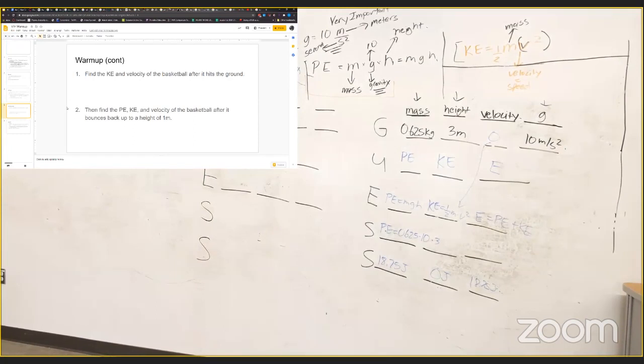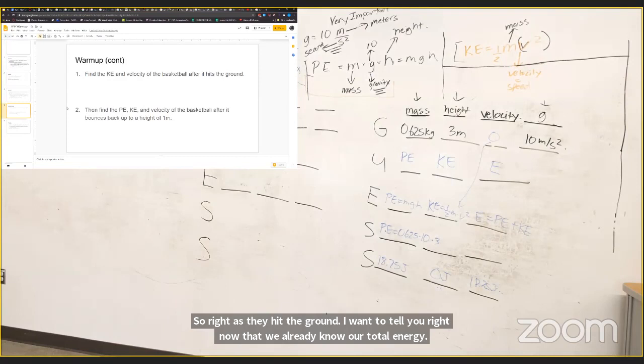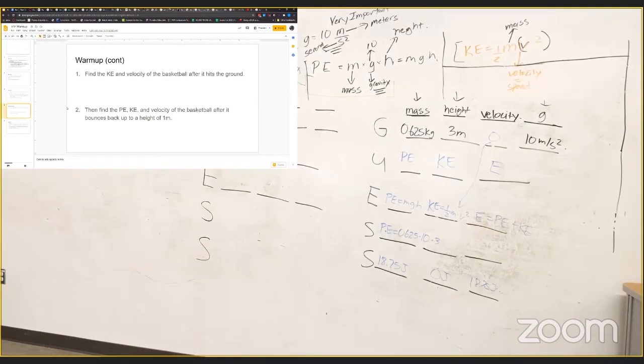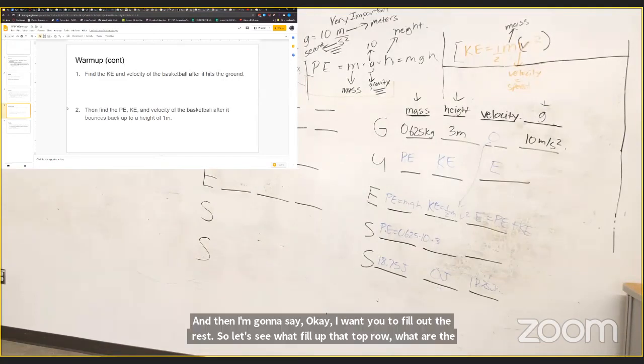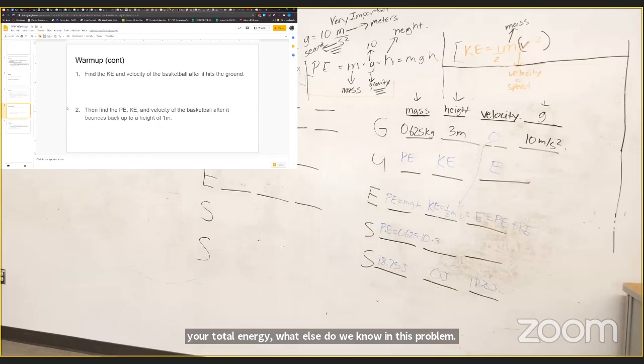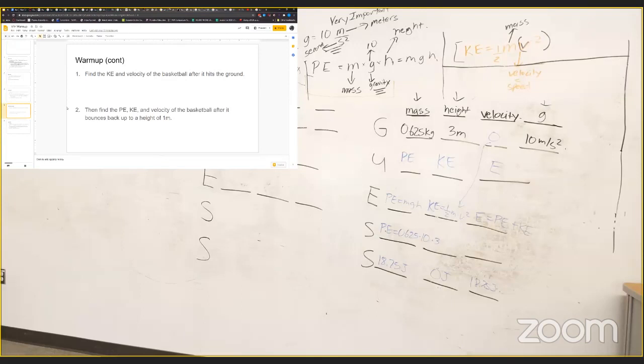Okay. We know our total energy. What else do we know in this problem? Great work, Hannah. Miguel, do you know how much of each we have? We know mass. Great work, Tracy. Great work, Rebecca. We're building off of Tracy's answer. Great work. Take another minute or two to see if we can fill these things in.